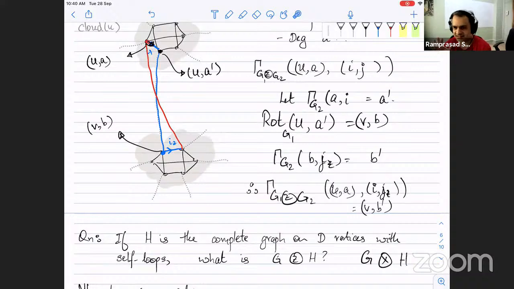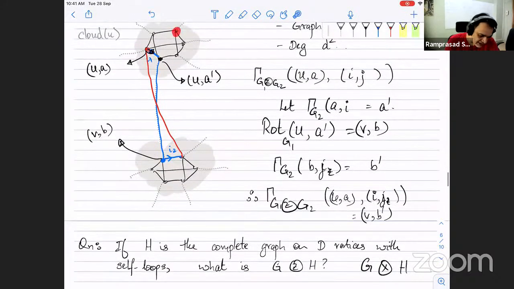Is this observation clear? Hopefully it should give you some insight on what is happening in the zigzag product, but this is a baby case for it. Had H been the complete graph on the D vertices with self loops everywhere, then I could have gone from any vertex in this cloud to this particular edge, taken this inter edge out, and then gone to any other edge I wanted. So that's a valid zigzag path. Therefore, every vertex here is connected to every vertex here. If you just think about it for a little bit, it's just G tensor H.